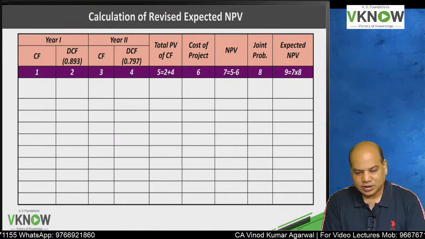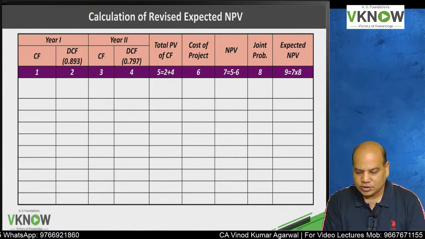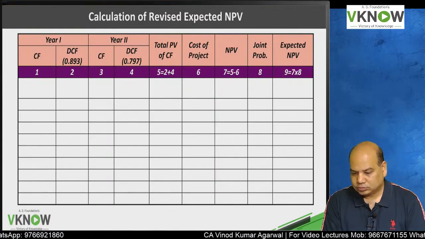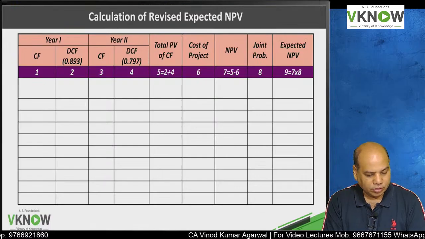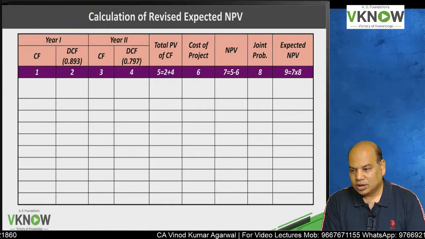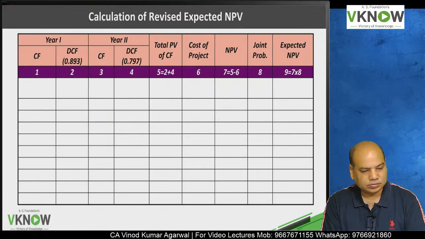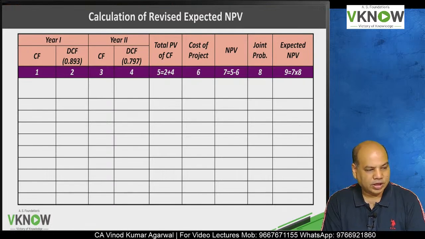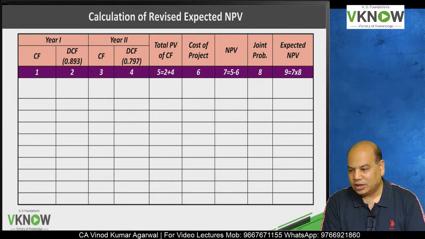Calculation of revised expected NPV. You can draw this table again. First column year 1. Under year 1 write cash flow, discounted cash flow. For discounted cash flow write in bracket 0.893.